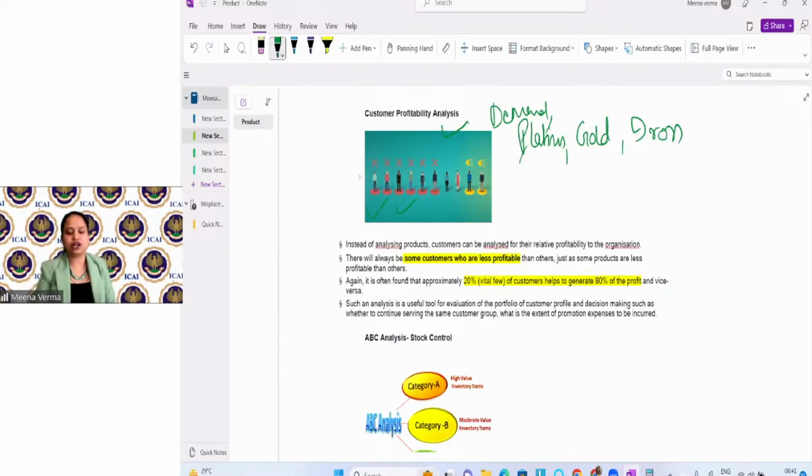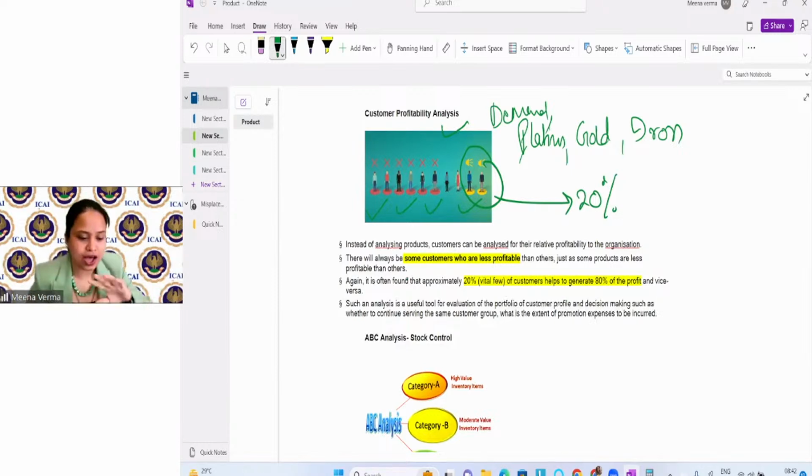Out of the total customers you have in the market, only 20% of customers will give you the maximum profit. Not every customer will give you profit. So out of the total customers, only 20% of customers will give you 80% of the revenue or the profit. And since they are very important because they are giving you the maximum profit, you should focus on these customers first. Focus on where you have the maximum profit.